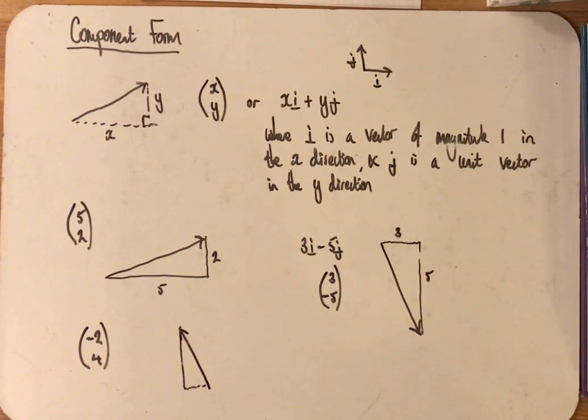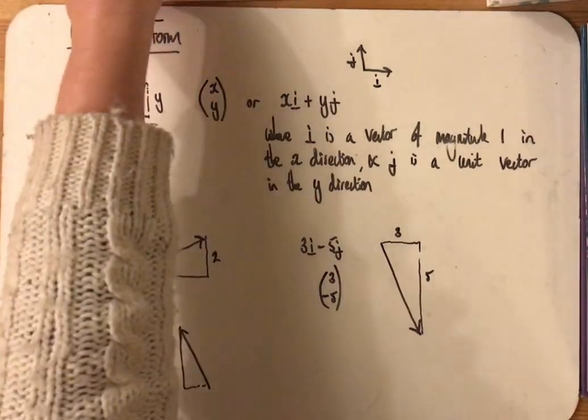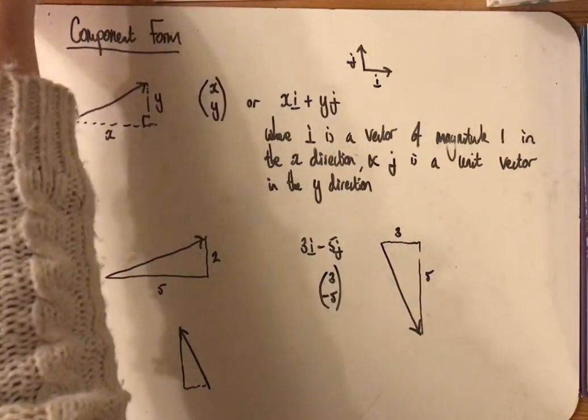Vectors are freestanding objects, so they can be moved around the xy plane, and then we fix an origin to fix points using vectors. We'll go on to that later on.